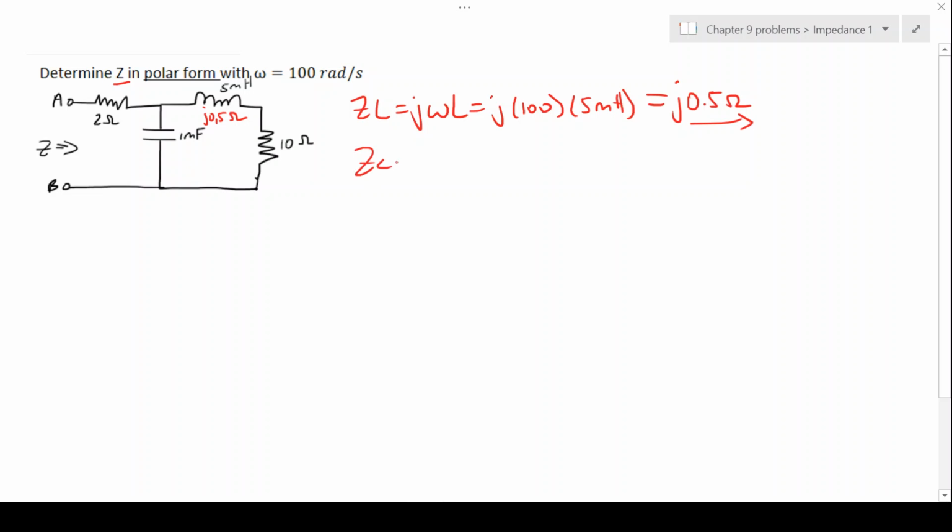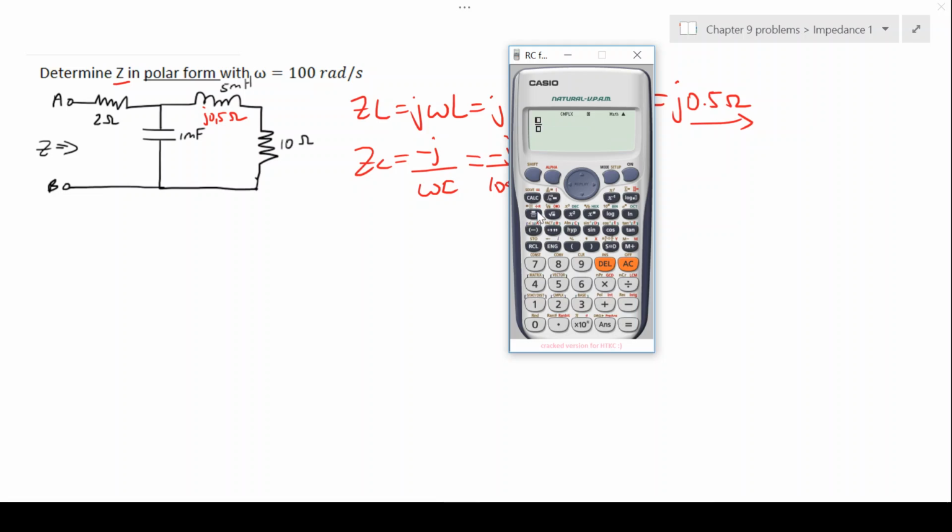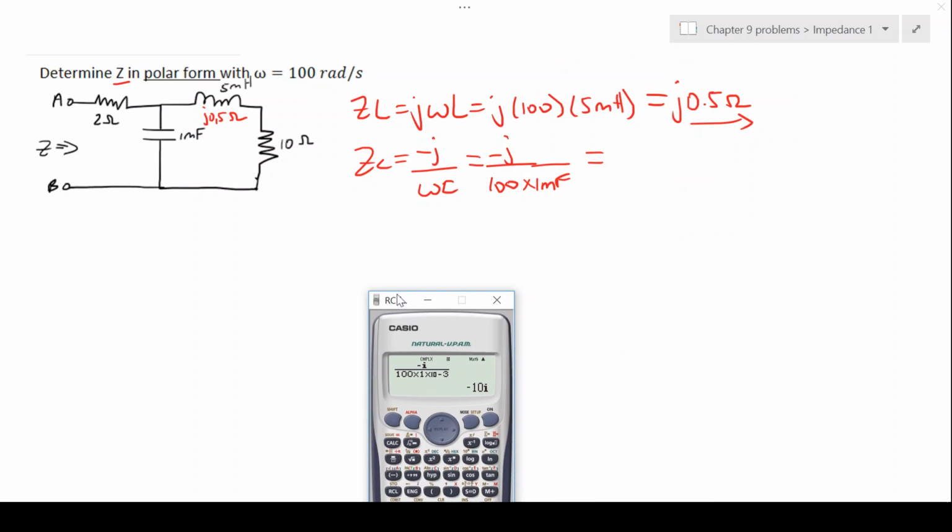And the capacitor ZC is equal to minus J over omega C, which is minus J over 100 times the capacitor value, which is 1 millifarad. So that will be minus J over omega, which is 100, times the capacitance value, which is 1 millifarad times 10 to the negative 3. That gives you minus J 10 ohms.